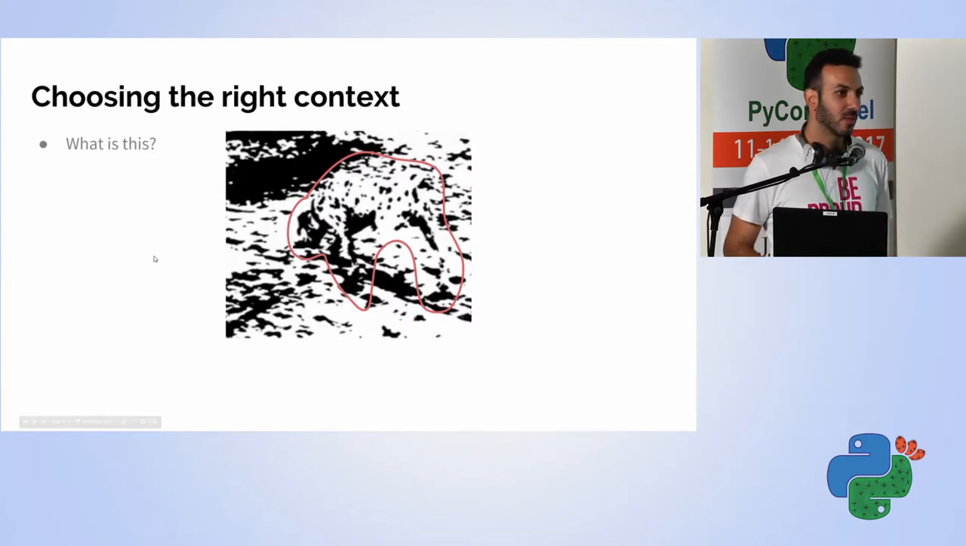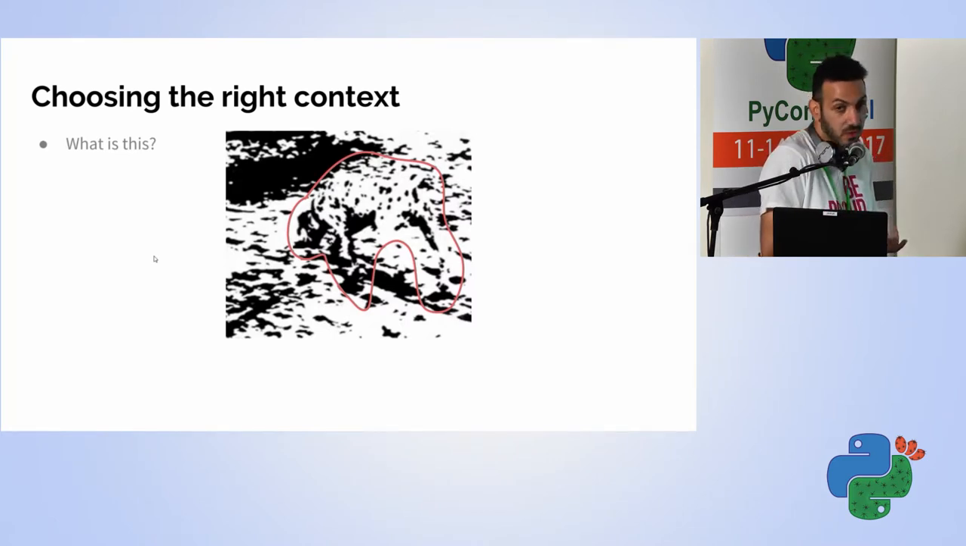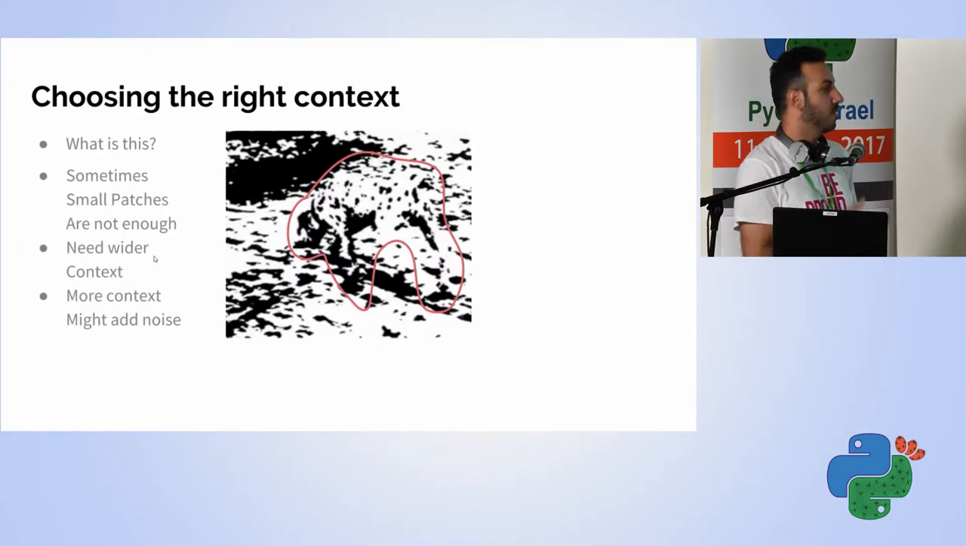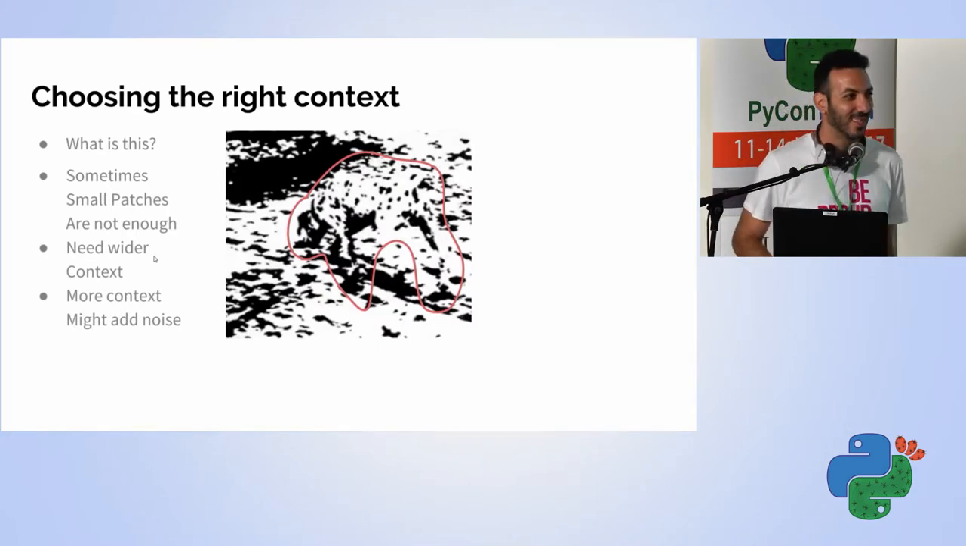So adding context needs to be super precise, because you don't want to add too much context because you add noise, and if you have too little context, you don't know what it is, right? So this is the main intuition. And this is written in words, but this is what I said.